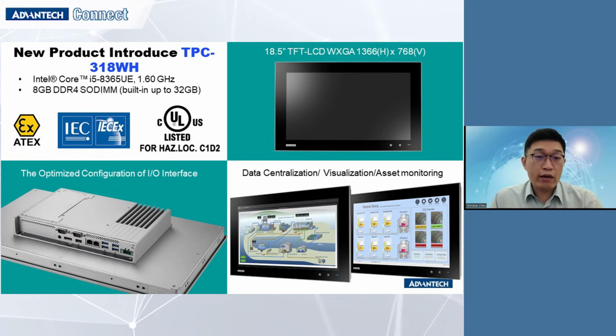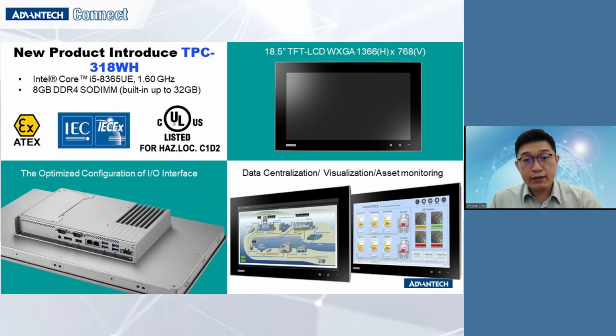Next, we have launched a new product for C1D2 TPC, and the IECEx and ATEX version will be available in Q3. The display size is 8.5 inches, and the CPU is Intel 8th generation Core i5, suitable for data centralization and visualization applications. If you need a high-performance explosion-proof HMI, you should take a good look at it. Now we have stock in hand and available for booking right now.